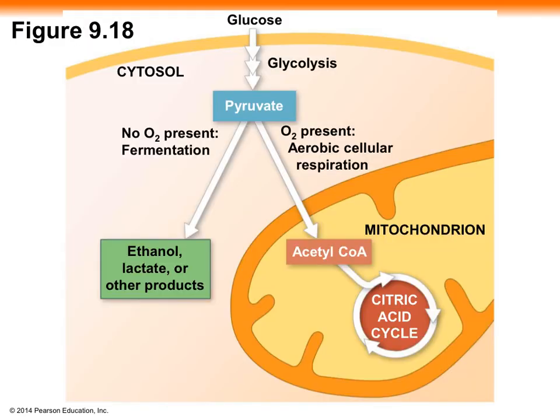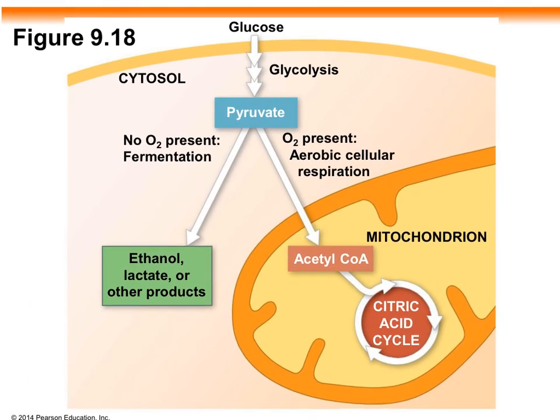The figure you see here kind of sums up this idea, starting with glucose and going through glycolysis. Remember, glycolysis can happen with or without oxygen, so we always get glycolysis forming a pyruvate. Remember, the fate of pyruvate is going to depend on whether or not oxygen is present.